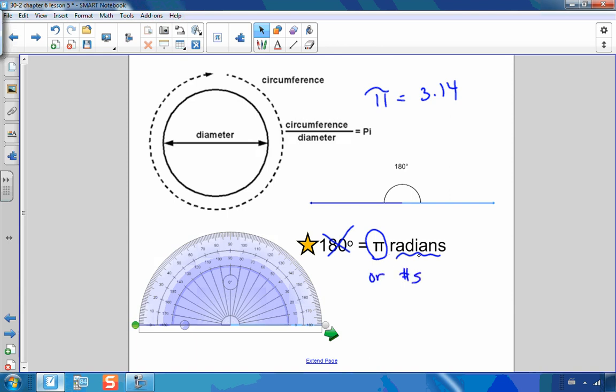So if we think about pi radians, pi is about 3.14, pi is about 3. So I could also use a scale going like 1, 2, 3. Or you'll see some questions where we use intervals of pi. So just another way for you to think about pi.